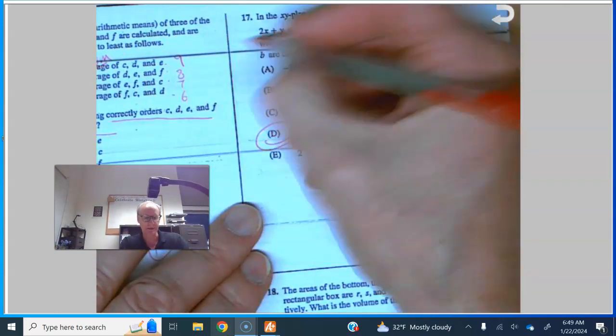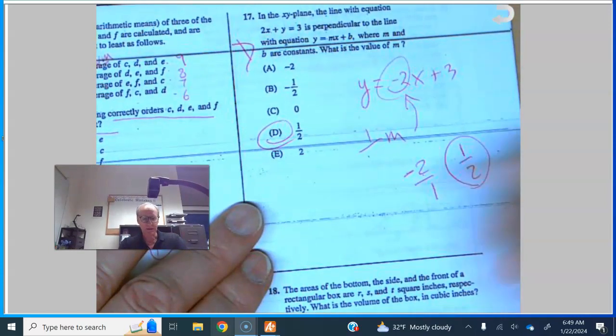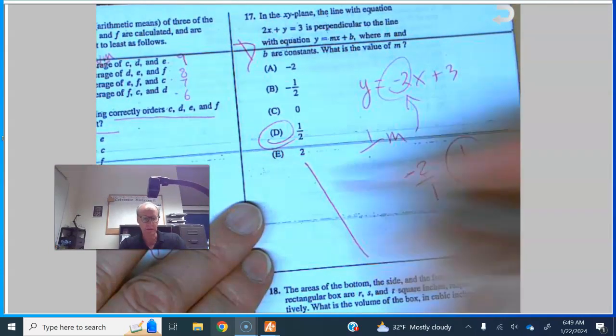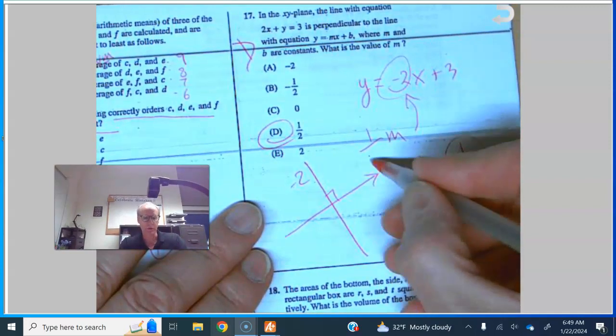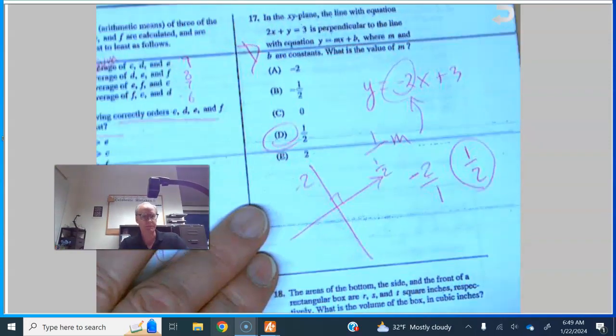So we're talking about D. If you needed to see it, here's the slope of negative 2, and here's the slope of 1/2. And you can see that they work out to be perpendicular.